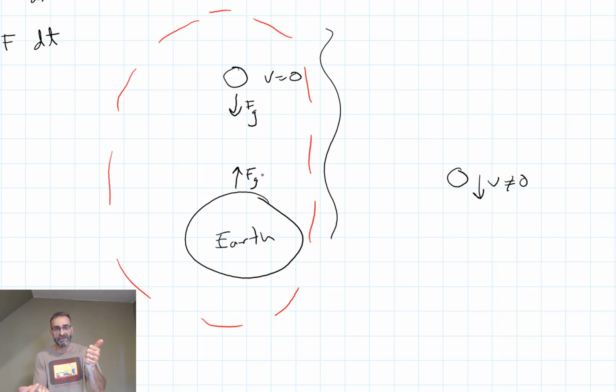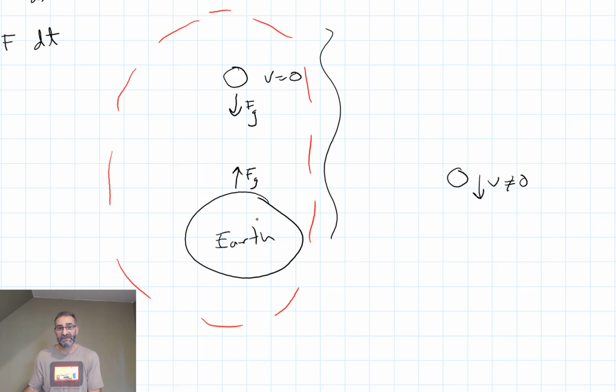So always in opposite directions, and always the same magnitude. In this case, there are no external forces, no forces reaching across that red dashed line. All of the forces are internal to the system. So now momentum would be conserved.